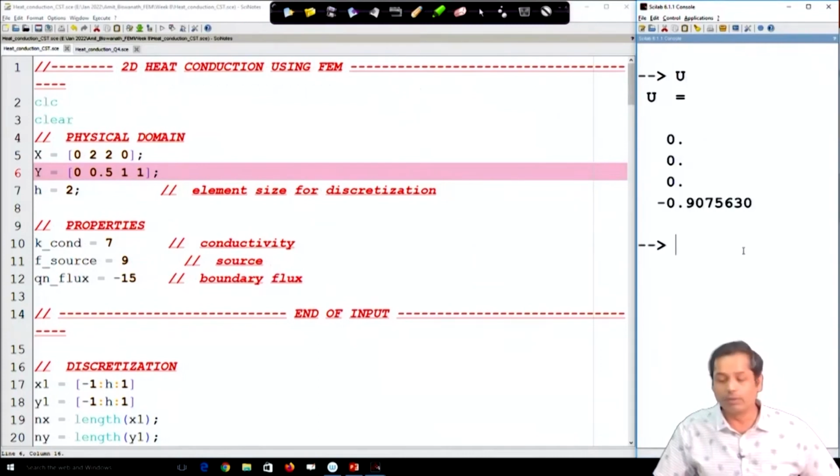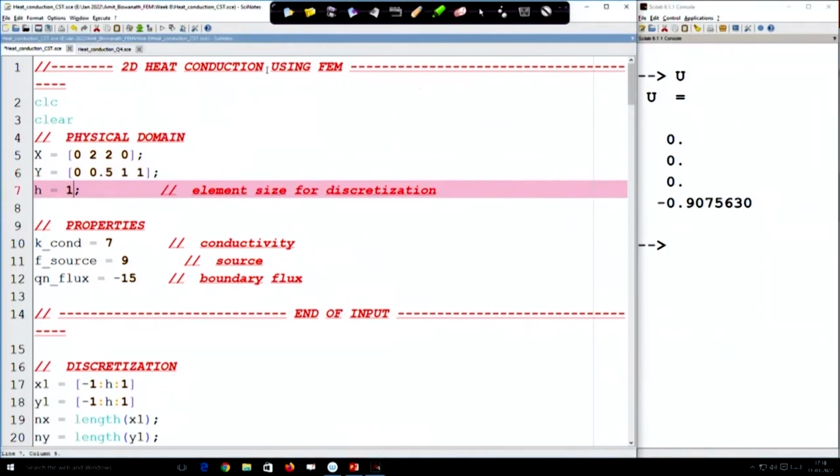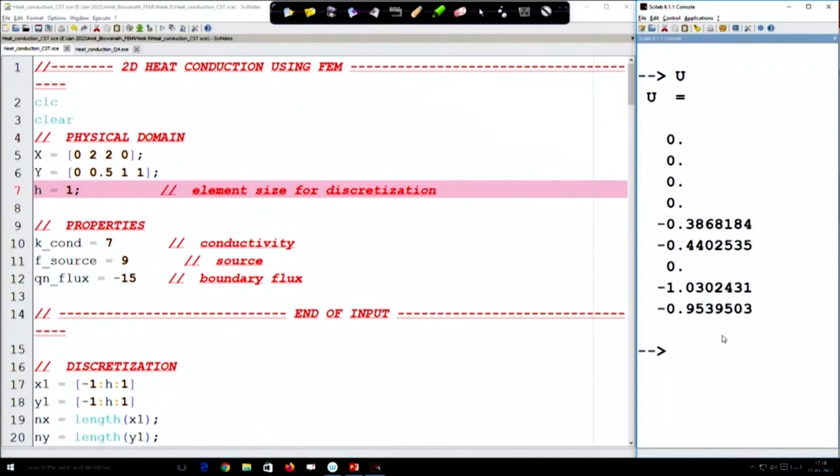Great. So we know what U is, this one. Now let us make it 1, and U, the last one, will give you the value at that node. This is again not the ideal way of checking convergence.